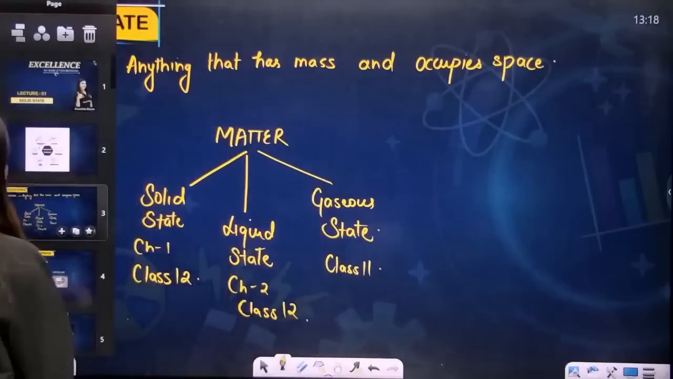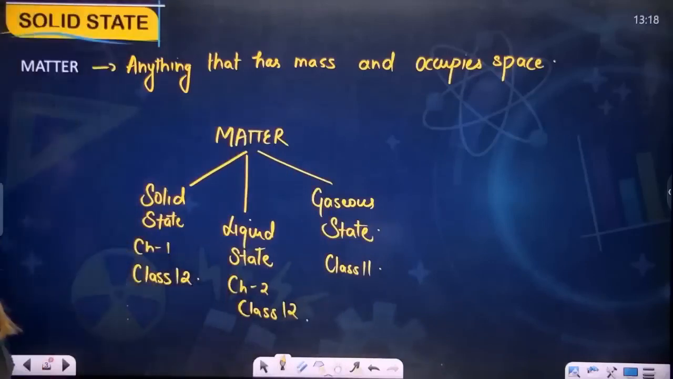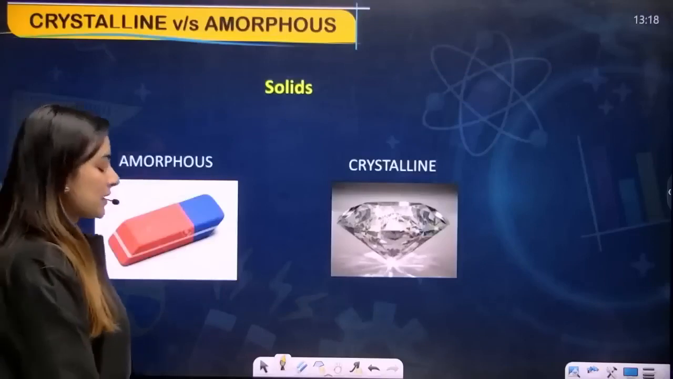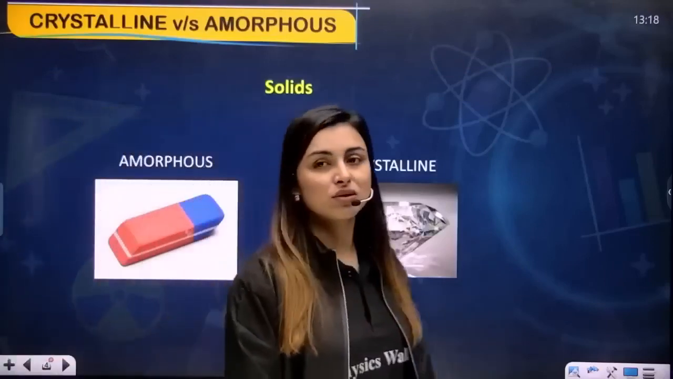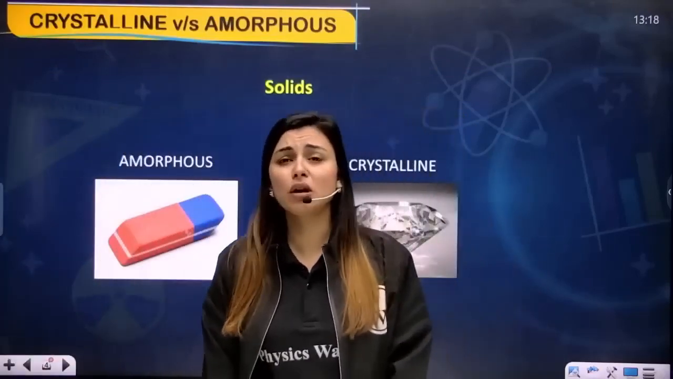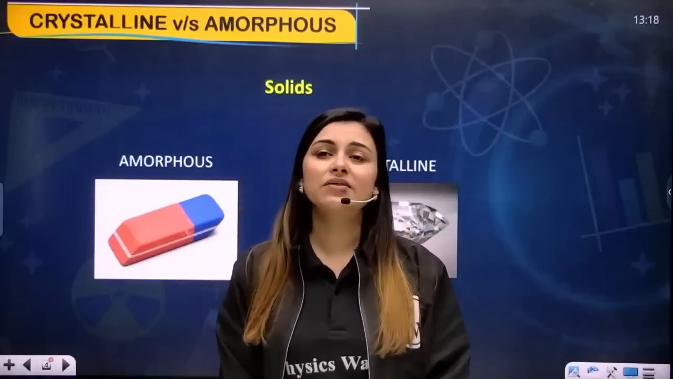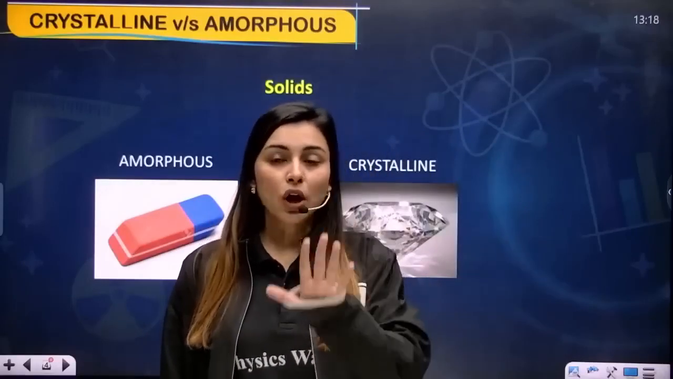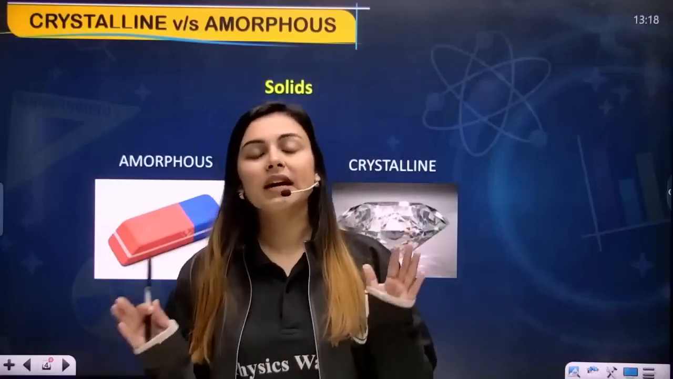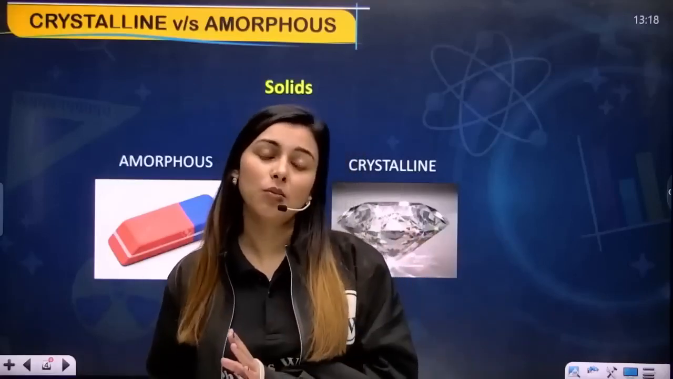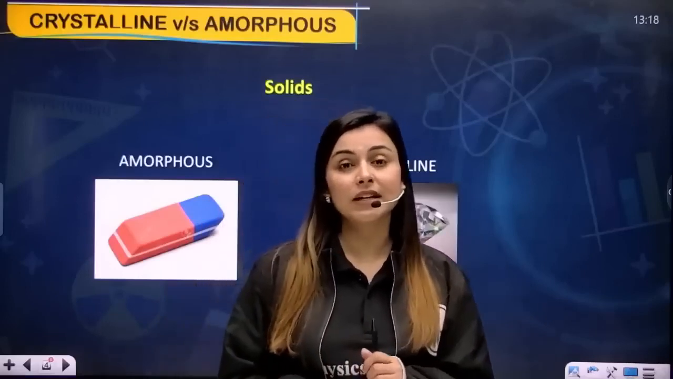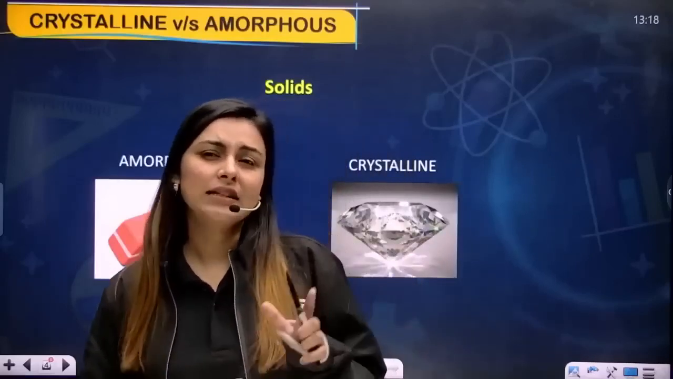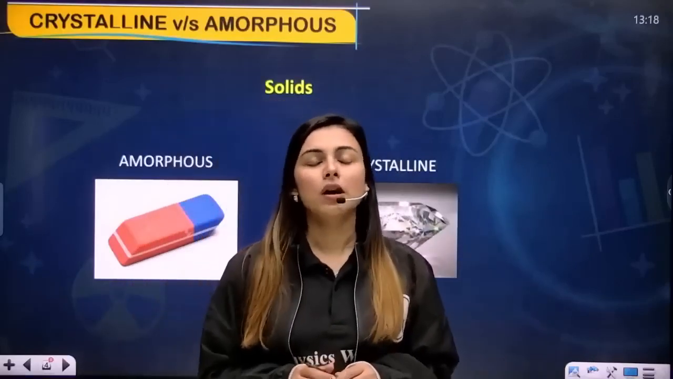Now, my dear students, let's start the solid state. So my dear students, if you talk about solids, we majorly divide solids in two important parts. Solids can be classified either as crystalline solids or as amorphous solids.